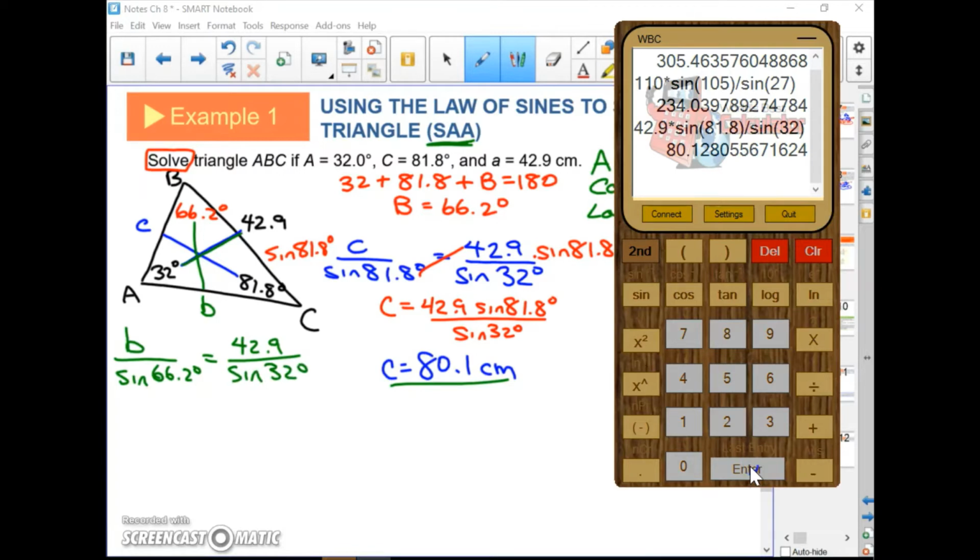And so to find B, I'm just going to multiply both sides by sine 66.2. B is going to equal 42.9 times sine 66.2 divided by sine 32, 74.1.